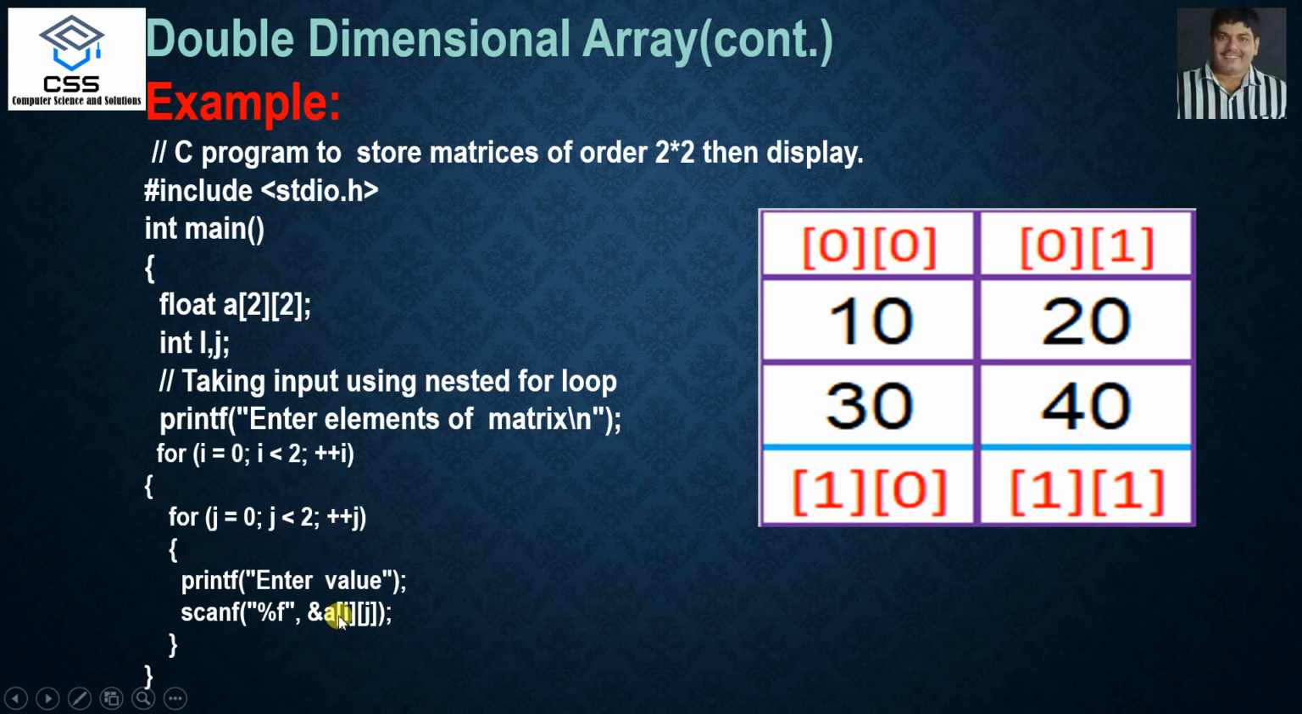Means row fixed, column changes. Means i's value is 0, j's value is 1. 0, 1 means this location. The second value will be stored here. Now, j is incremented by 1. 2 less than 2? No.